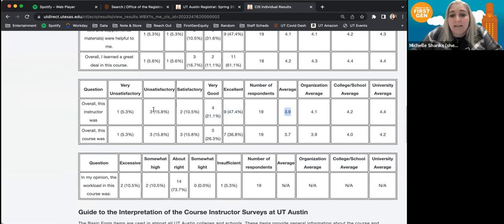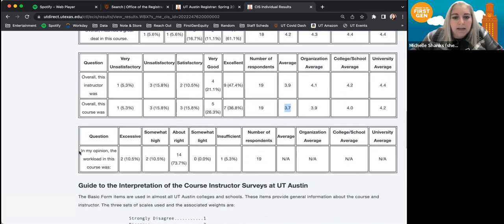Very few people said satisfactory or unsatisfactory percentage-wise. Overall, the course was excellent or very good for about half the class. So 3.9 average, 3.7 average for the course. That is much higher than Hanson's 3.2. Let's see, overall, in their opinion, the coursework was 73% said about right, and only 20% said excessive or high compared to 36% with Hanson.